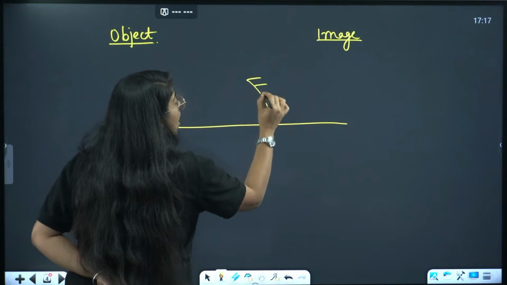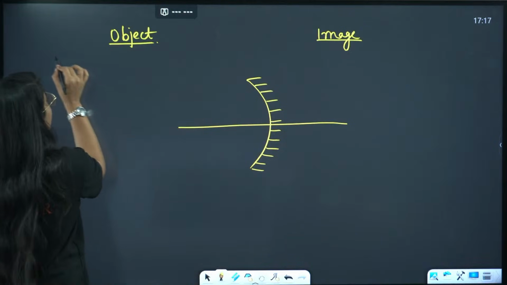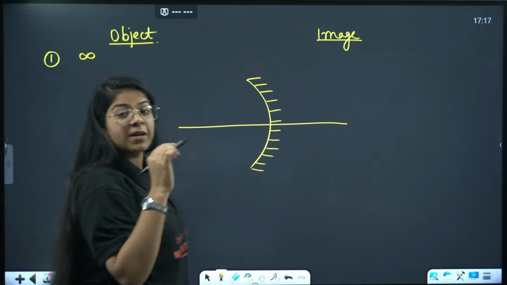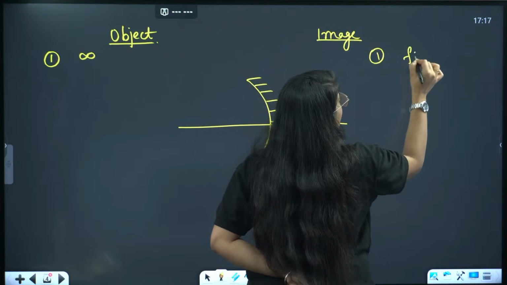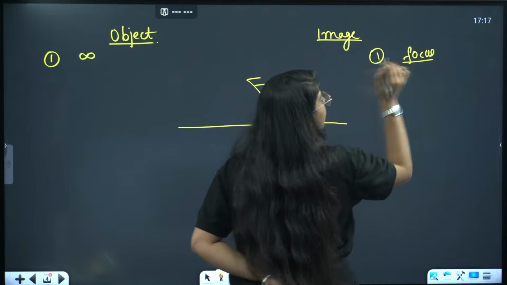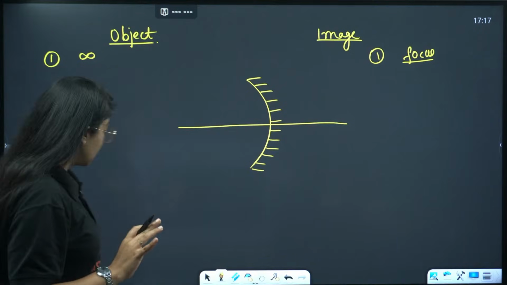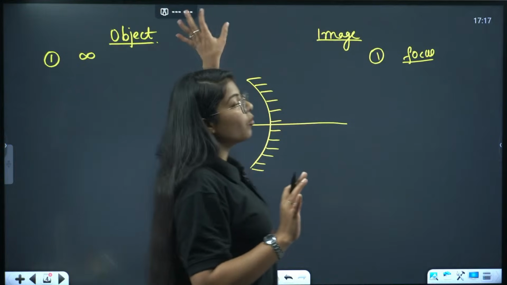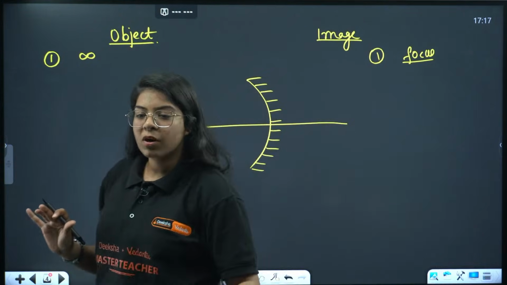So what is the first case? Ma'am, the first case was the object is at infinity. So in the first case, the image will be at focus. Done. Image will be at focus. Let's make it, because you need to know that when the object is at infinity, the image will be at focus.